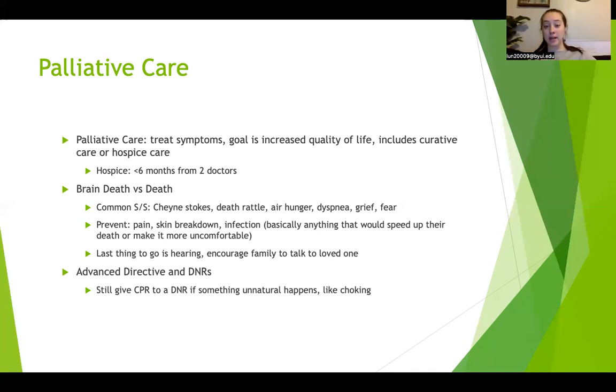But know your patient's code status. If something unnatural happens, like the DNR patient starts choking, that's an unnatural way to die. You're still going to do CPR to resuscitate them in that case. You're not going to be like, oh, they're choking, they're going to go now, you know?